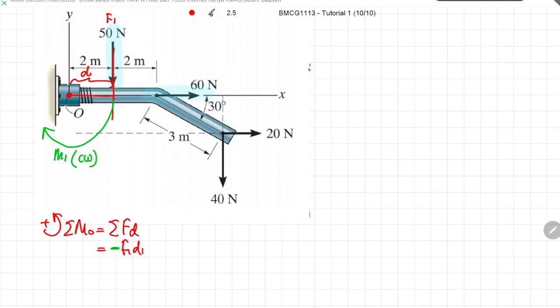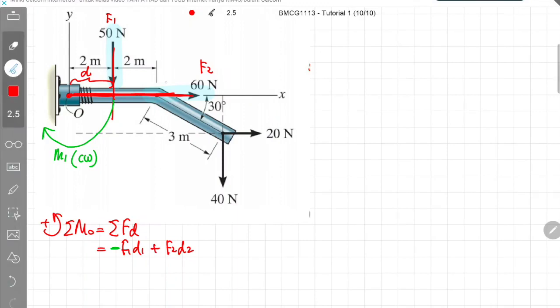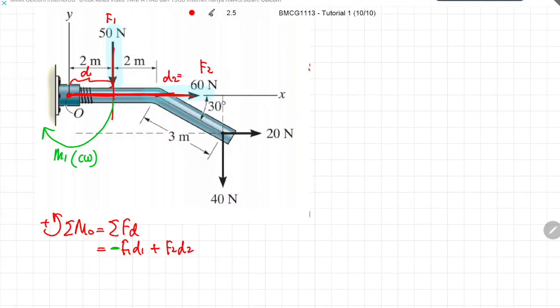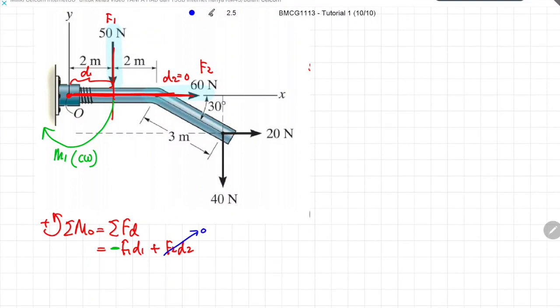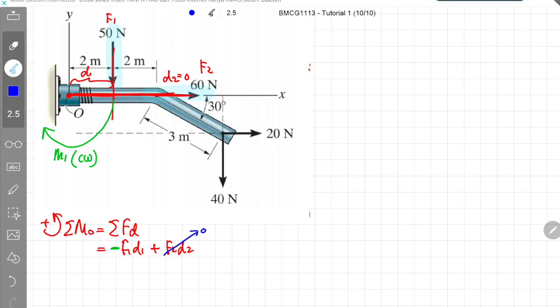Repeat the same procedure for the second force. So we are going to call this force F2. Okay, so the moment will be F2 multiplied with D2. But if you notice, if you extend the line of force, it actually passes by the rotational point. So in this case, there is no D2. Your D2 is actually 0. So you can actually zero out this entire expression for the moment. Meaning, takkan ada moment caused by this 60 Newton force, because the line of action is along the rotational point.